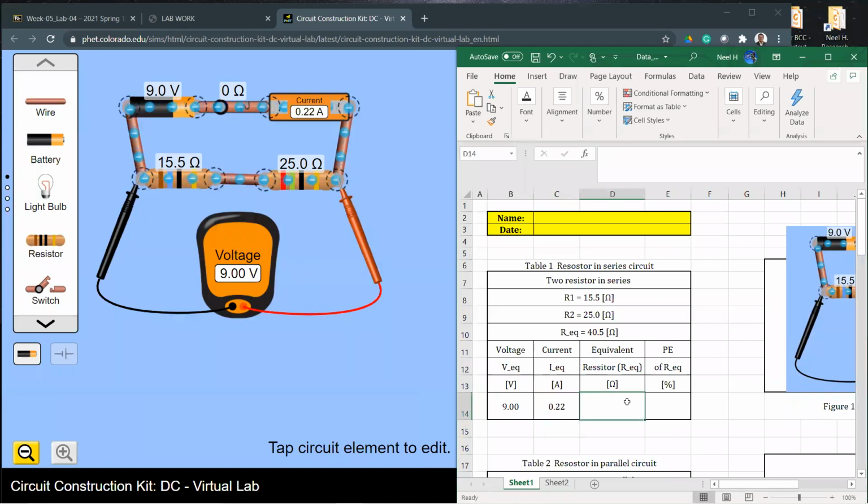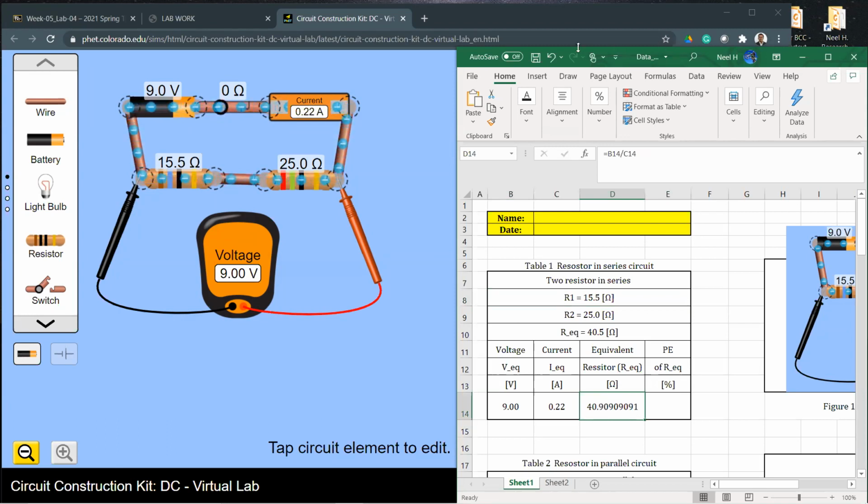So the equivalent resistance, by using Ohm's law, equals voltage divided by the current. Okay, about 40.9. We're expecting 40.5 in our theory. We're getting a slightly off reading. The reason is I purposely selected R1 15.5. When I'm measuring the current specifically, you can see it cut down from the second decimal place. That is one reason why we see a little bit of error. That's totally fine. Okay.